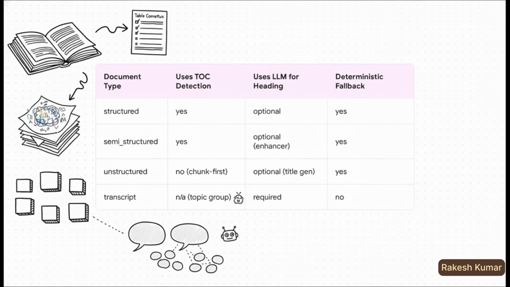And this table right here really shows off that intelligence. Just look at how it changes its approach. For a structured document, boom, it uses the table of contents. For semi-structured ones, it can bring in an LLM to help clean up messy headings. For totally unstructured text, it just creates logical chunks. And for transcripts, it uses an LLM to group the conversation by topic. So you see, it's not a one-size-fits-all hammer. It adapts to whatever you throw at it.